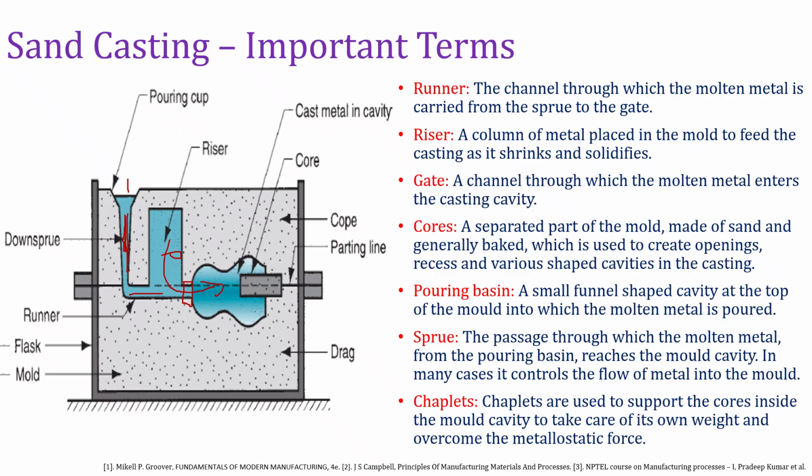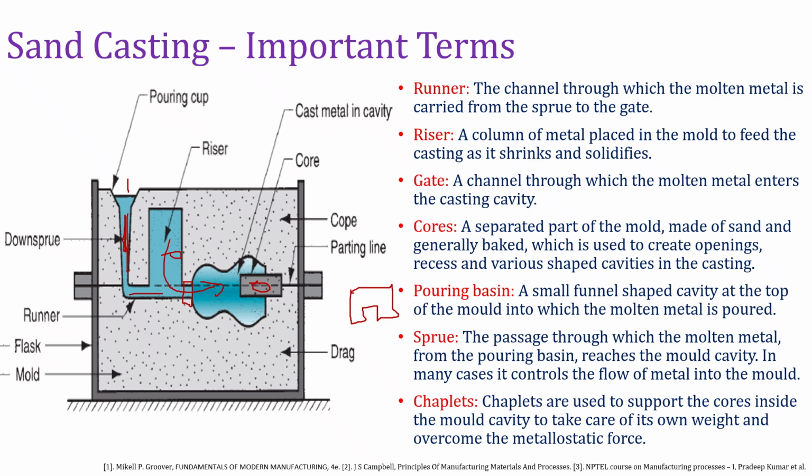Some castings require internal holes or cavities. To create those internal holes, we use the core, which is a separate sand component placed inside the mold before pouring, right? So this is going to be the core. When you use the core, we can have an internal structure like this, right?